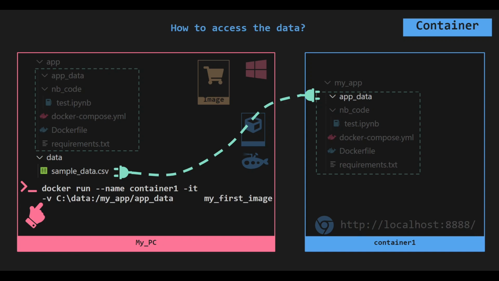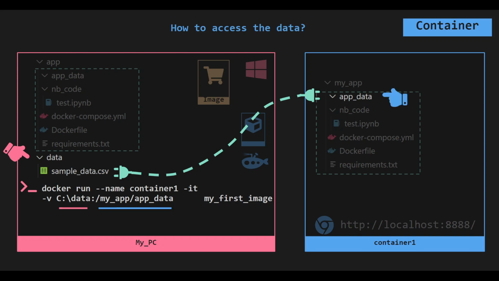To link these folders, we use volumes in Docker. In the terminal, we add the v flag and specify the absolute path of the data on my PC and its destination in the container as follows.